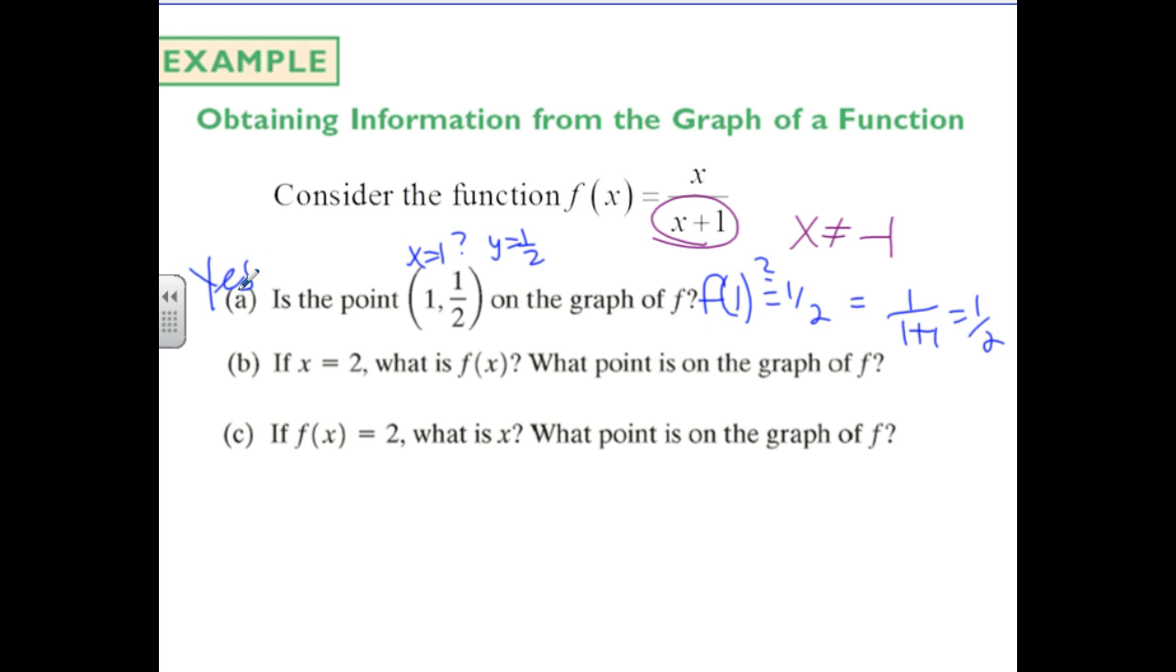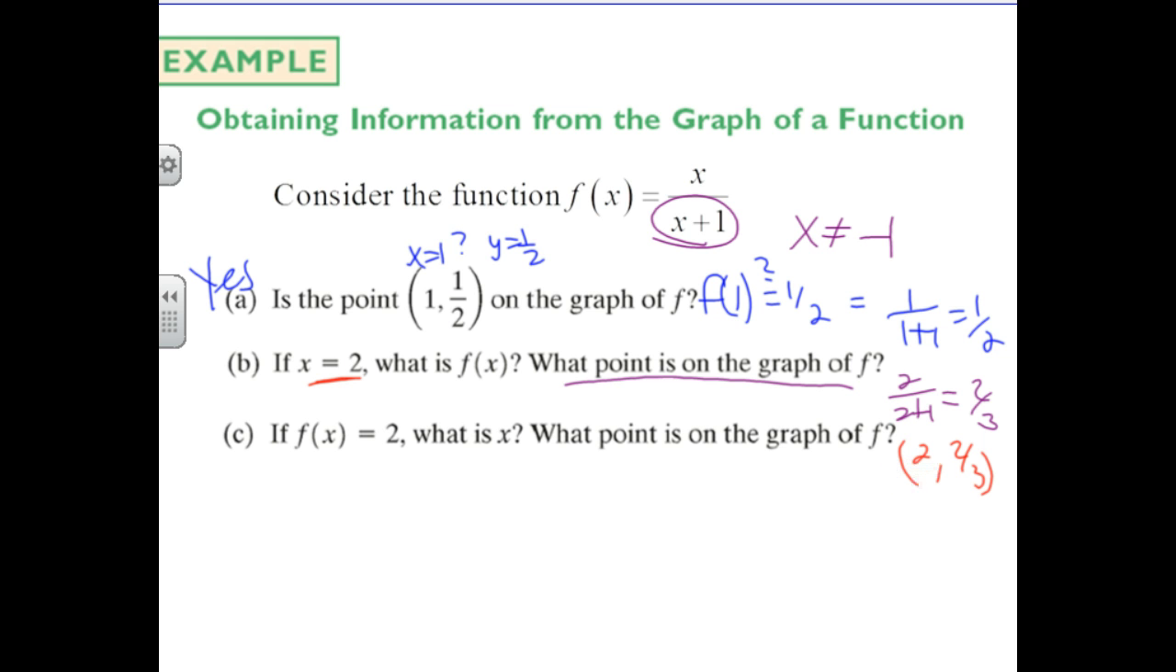For part B, if x is 2, what's the y value? So well, let's go ahead and let x be 2. So 2 over 2 plus 1, looks like the y value would be 2/3. What point is on the graph? And the x value is 2, so the point would be (2, 2/3) is the point that's on the graph.